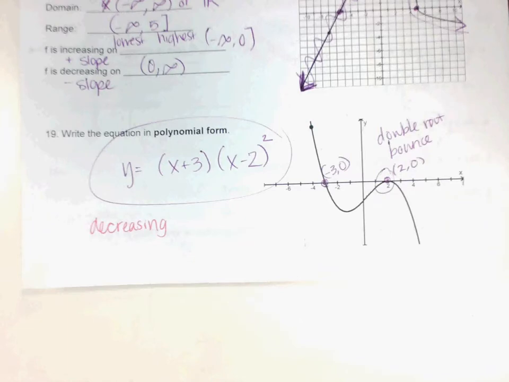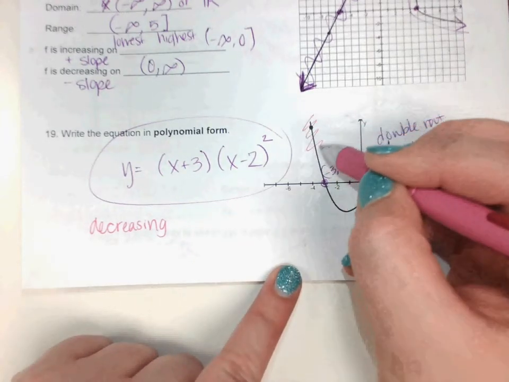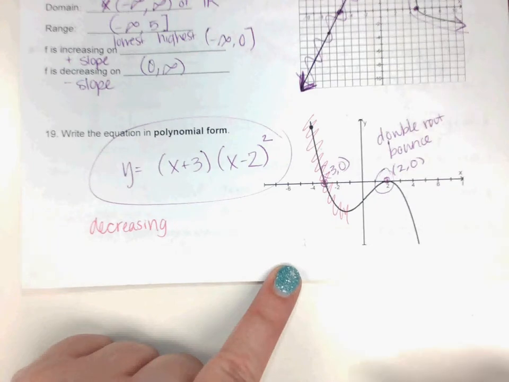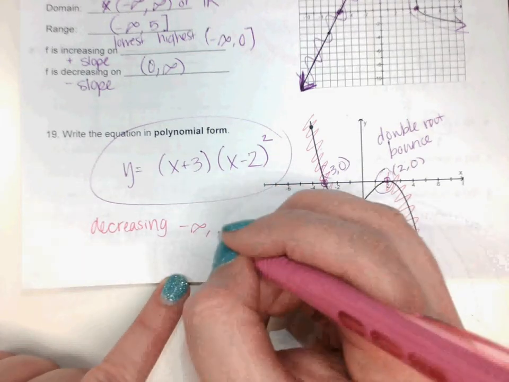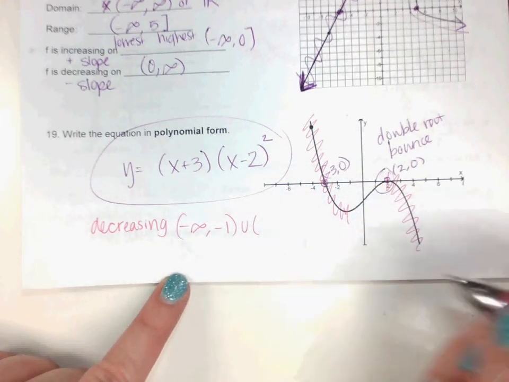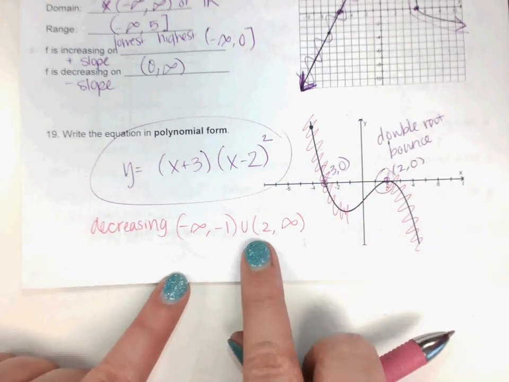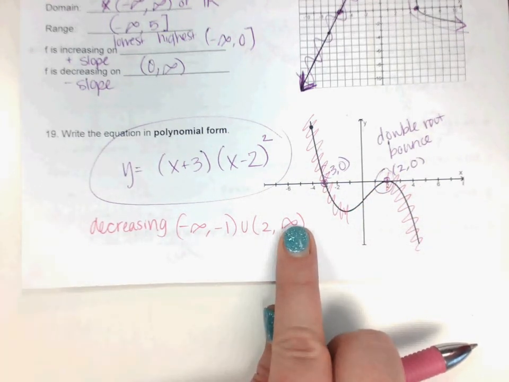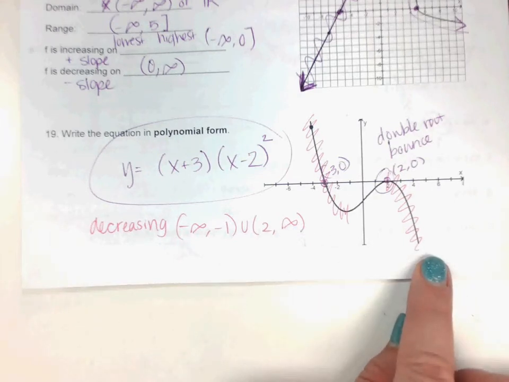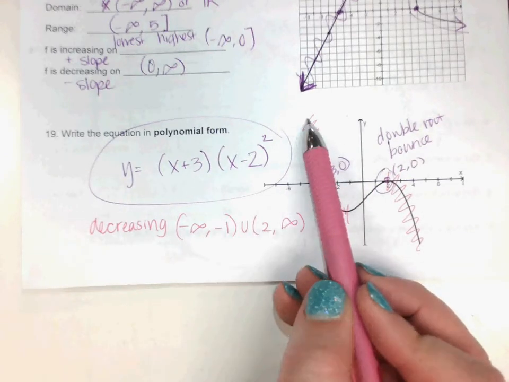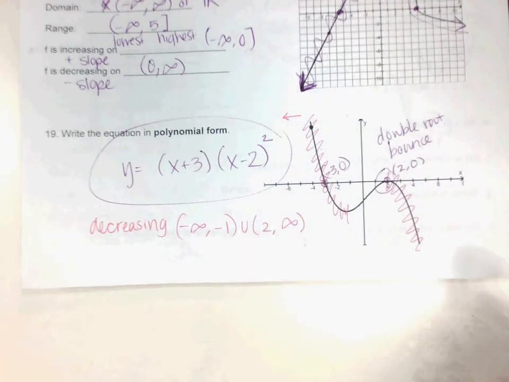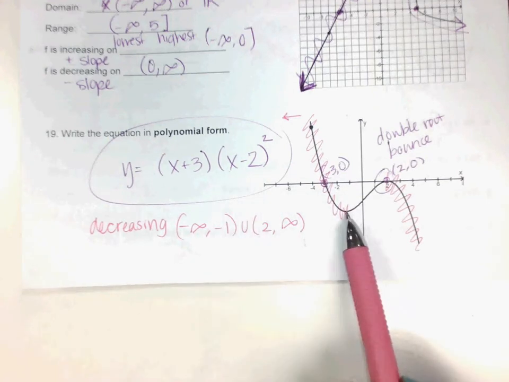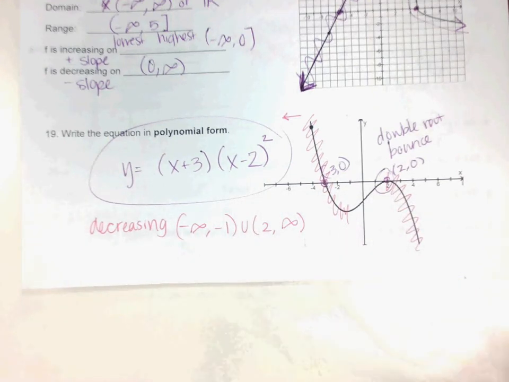When is my graph decreasing? Negative infinity till -1, and then 2 to infinity. So negative infinity to -1, union, 2 till infinity. Now remember, this is not a negative infinity because I don't care that it's pointed down. I care that it's pointed forward. It's negative infinity because that's to the left. Remember, for x's, you're always counting left and right. So this is all the way backwards till -1, and then 2 all the way forward. Okay?